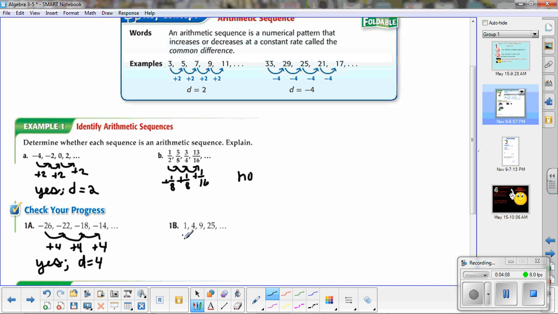Now from 1 to 4, it's increasing by 3. And from 4 to 9, it's increasing by 5. I don't have to even look any further. I already know it isn't a common difference, so therefore it's not an arithmetic sequence.